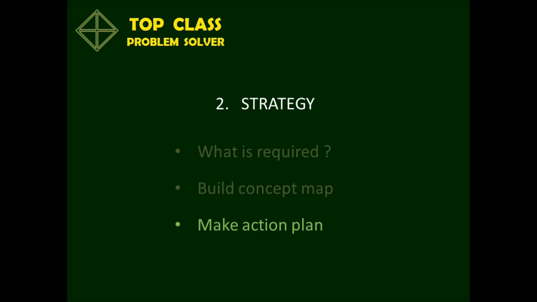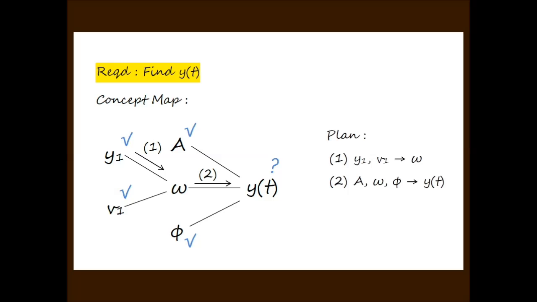The third step of the strategy is to create an action plan based on the concept map. So moving from our knowns towards our unknown, we start by using y1 and v1 to calculate omega. Our second step then is using omega, A, and phi to write down y of t.